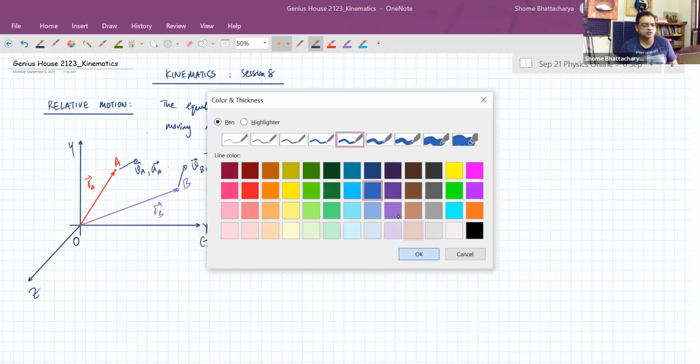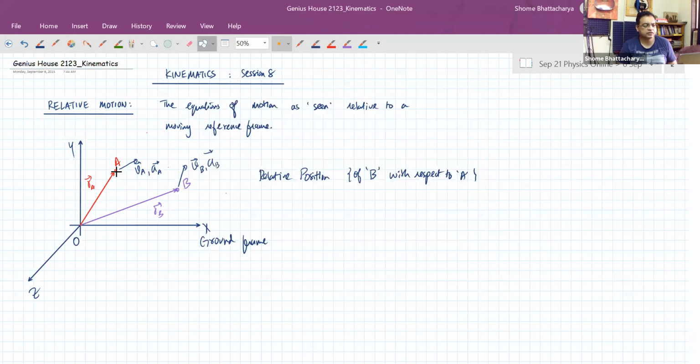It is nothing but this vector, which is the position of B from the position of the particle A. So this becomes what we call the position of B with respect to A. Now the notation is important over here. When we talk about relative position of B with respect to A, we will write it as R vector B comma A. So this notifies the fact that it is of B, but with respect to or relative to A.